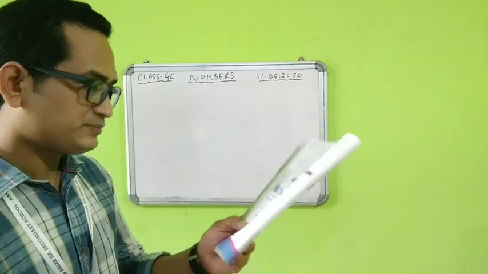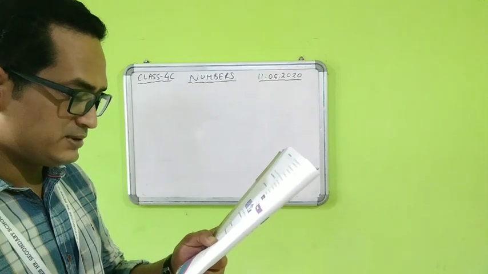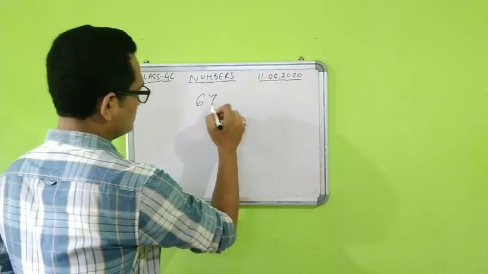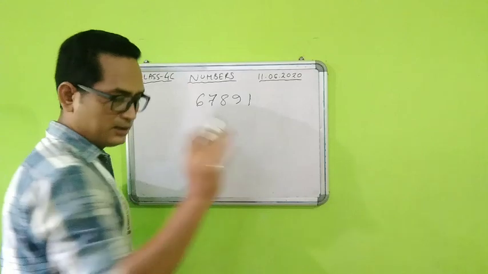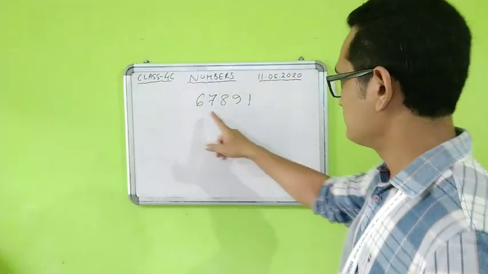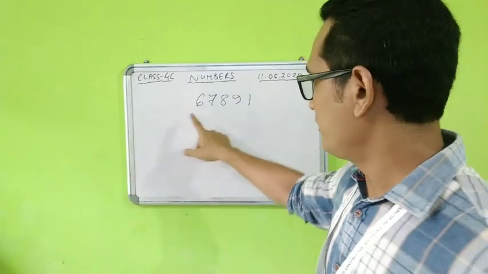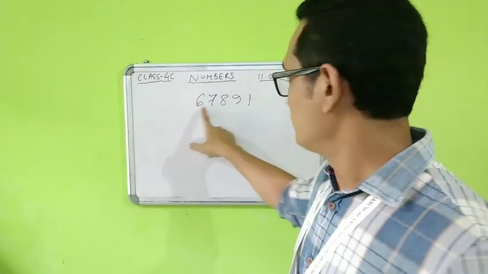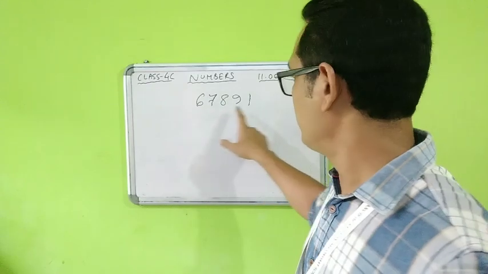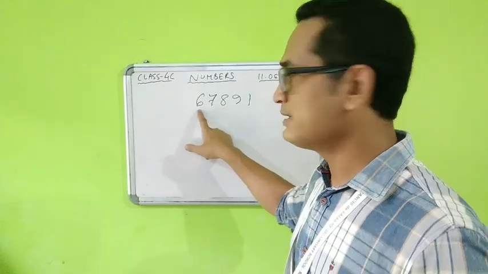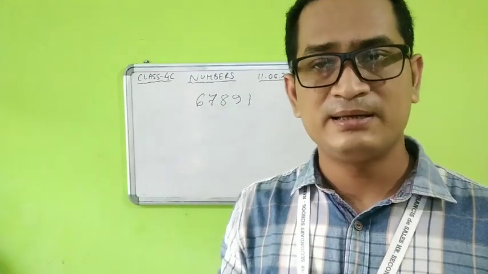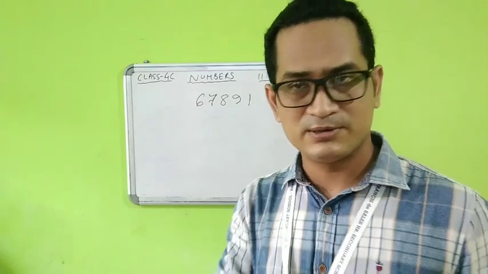It is 67,891. Now students, if you see, if I am going to find out the place value, suppose I will start from 6. If I find a place value of 6, so what will be the place value of 6? It will be 1, 10, 100, 1000, 10,000. So the place value of 6 will be 60,000, because 6 into 10,000.